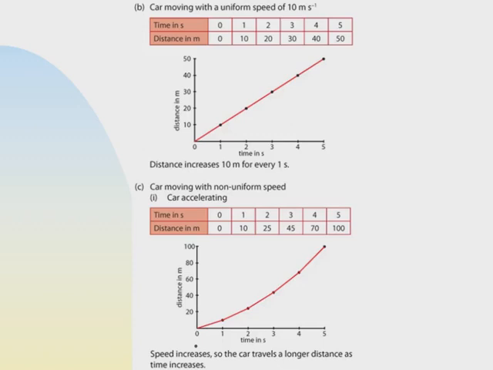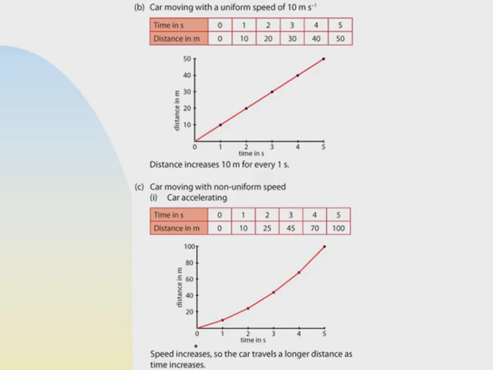Now we are going to discuss the car moving with a uniform speed. Time is given as 0, 1, 2, 3, 4, 5. Distance is given as 0, 10, 20, 30, 40, 50. So we draw the graph with points 0, 0; 1, 10; 2, 20; 3, 30; 4, 40; 5, 50. If you mark the line, we get a straight line. Here distance by time is 10 by 1, 20 by 2, 30 by 3, 40 by 4, 50 by 5. In each second, we get 10 meter. So the car is moving with a uniform speed of 10 meter per second.